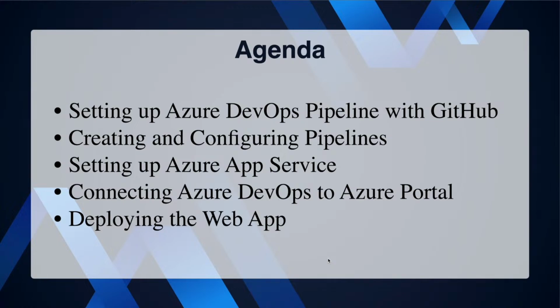Finally, we will run the pipeline and deploy the web app. I will show you how to monitor the deployment process in Azure DevOps and verify that the app is running successfully in Azure Portal. Once the deployment is done, we will visit the app URL and confirm that everything is live and functional. So let's move on to the demo.